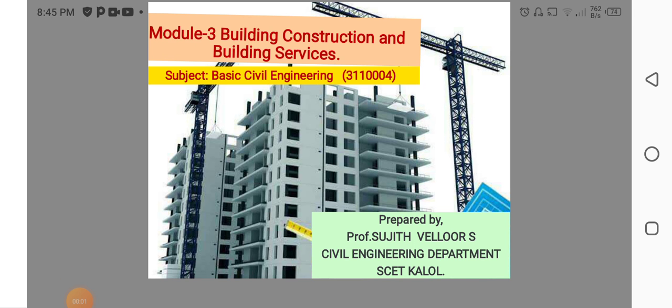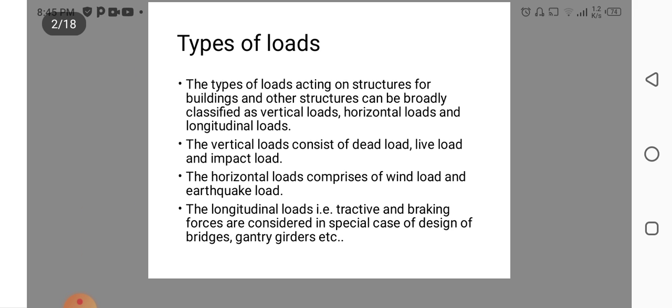Hello, welcome to the lecture on Basic Civil Engineering, Module 3, Building Construction and Building Services. In today's lecture, we'll be discussing various loads acting on the structure.